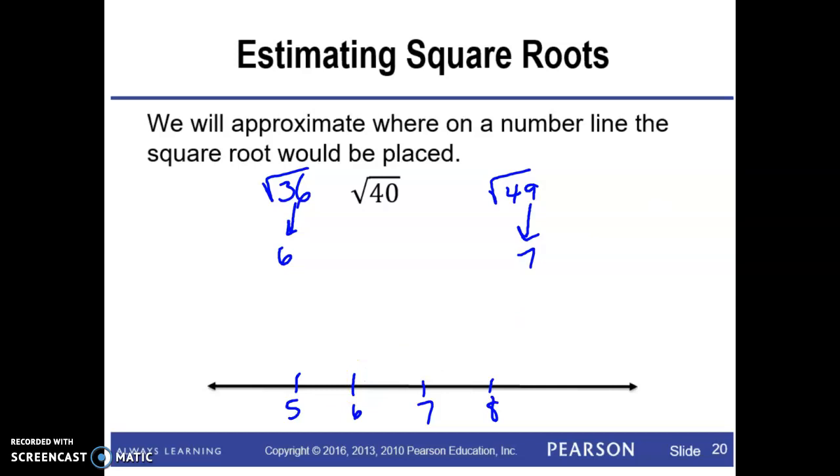Okay, so let's see if we can get a better estimation. From 40 to 49 is 9 units. From 36 to 40 is only 4 units. So I know that square root of 40 is going to be closer to square root of 36 than square root of 49, which means it's going to be down here closer to 6 than to 7. So if I had to estimate, 6.5 is going to be too big. So I'm going to maybe guess 6.3. That is smaller than 6.5. It's putting me closer to 6 than to 7.